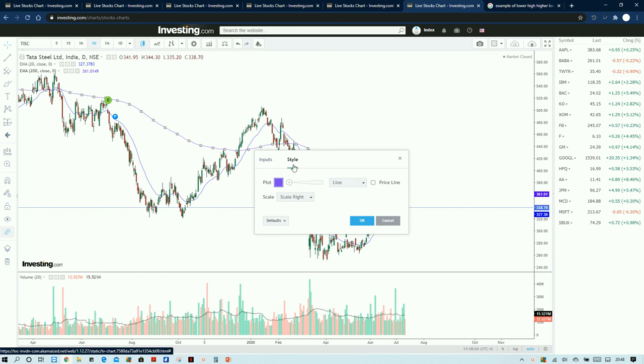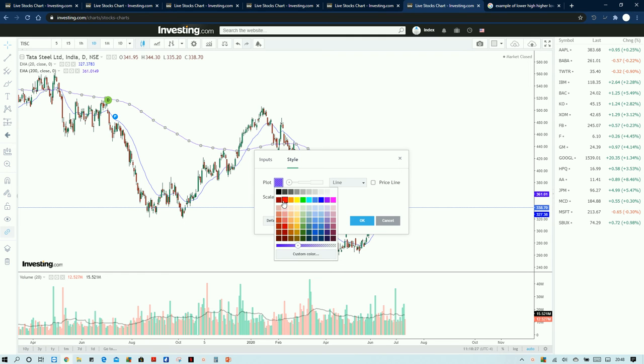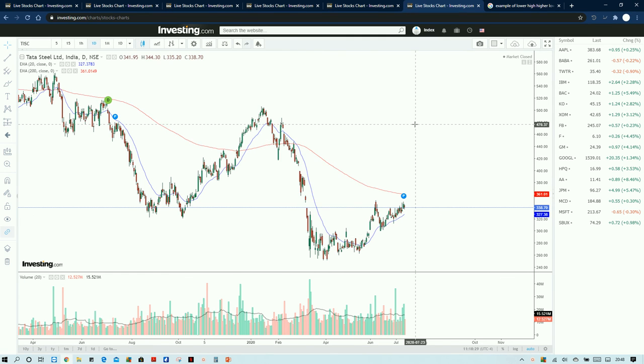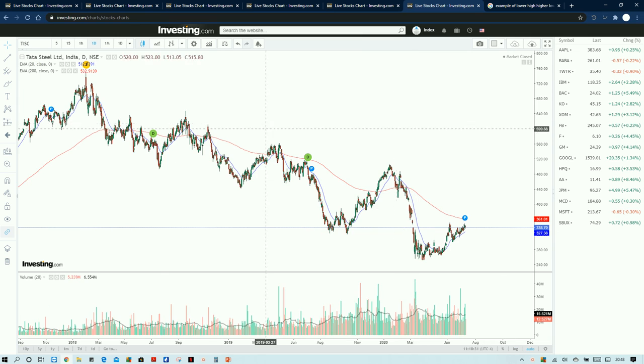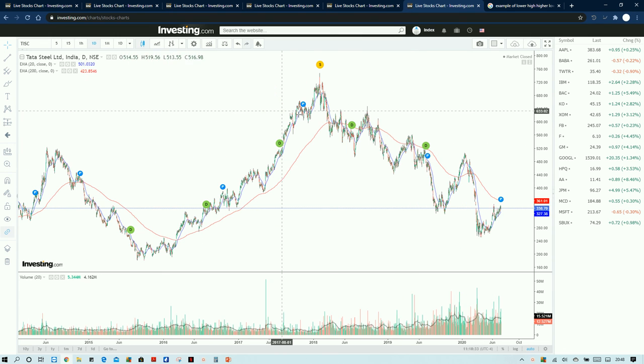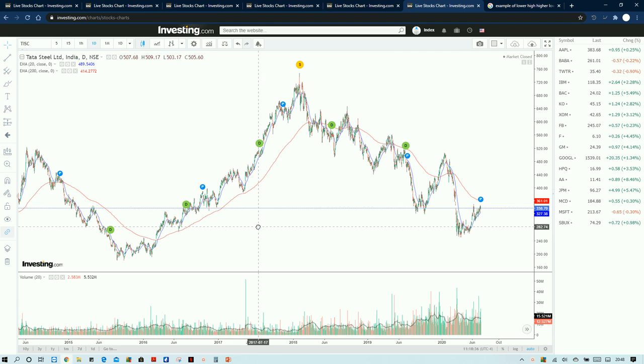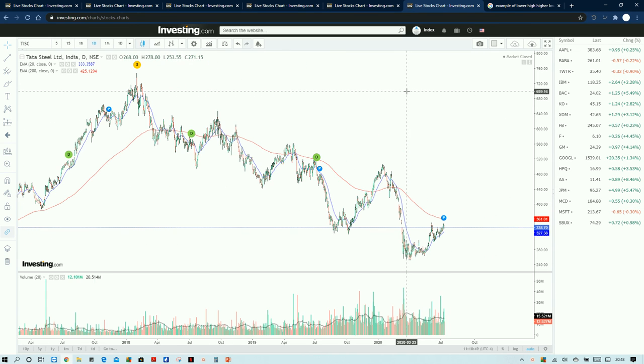You can also change the color from here. Here you can see that this is the Tata Steel stock. I have drawn both EMA 20 and 200 period. There is a crossover made, so you can see that when the stock is in a downtrend, once the crossover has happened, after that it continuously moved up. Similarly, it tried to make a crossover here, here, but it all failed once it broke the trend.